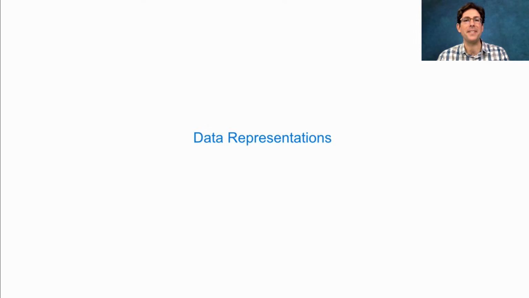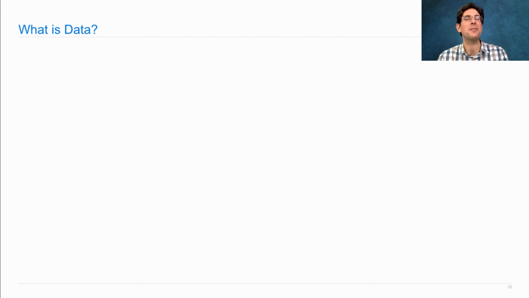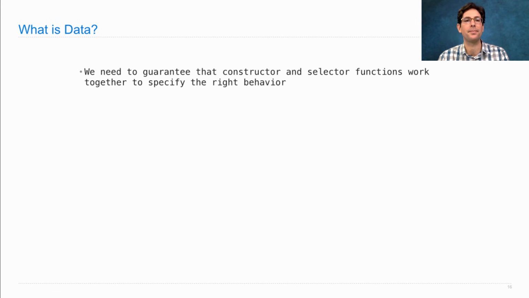The purpose of maintaining abstraction barriers is so that you can change your data representation without having to rewrite your entire program. Let's poke a little bit deeper into this idea of data representation. What is data? What does it mean for something to represent a rational number?